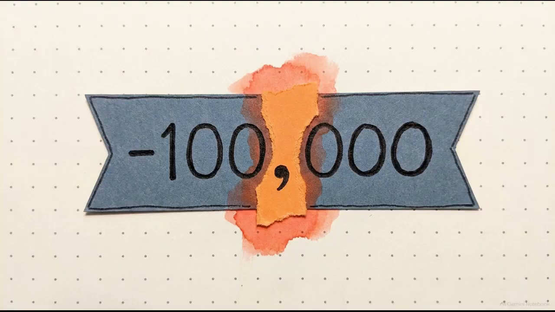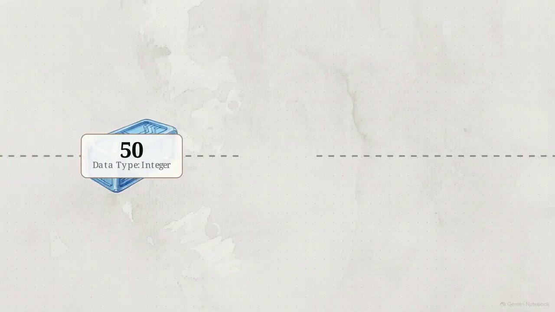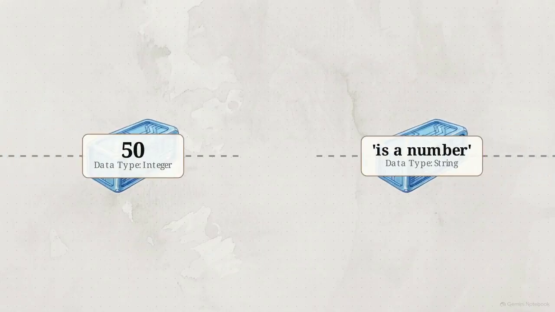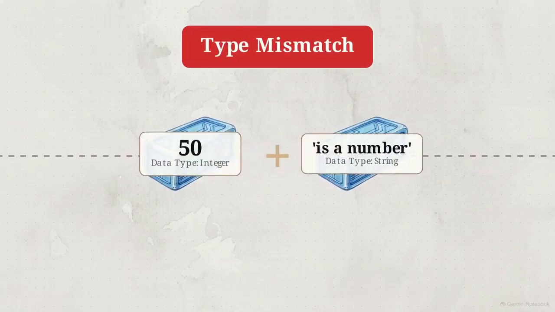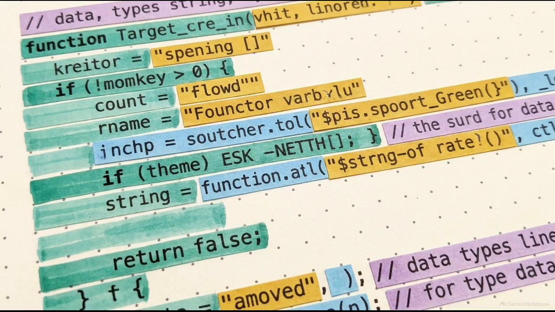This rigidity is absolute. If you type the number -100,000 with a comma, the machine doesn't see a large number. It sees a syntax error and stops. Even a simple sentence can cause a crash. Trying to add the number 50 to the text "is a number" triggers a logic panic because the computer cannot merge two different categories of information on its own. To control the machine, we have to abandon human assumptions. We must categorize every piece of data and provide hyper-explicit instructions for every interaction.